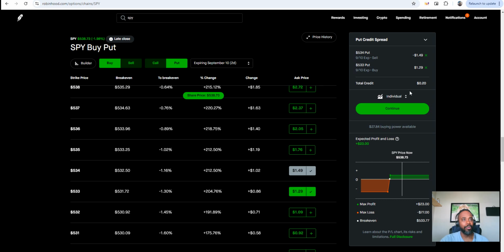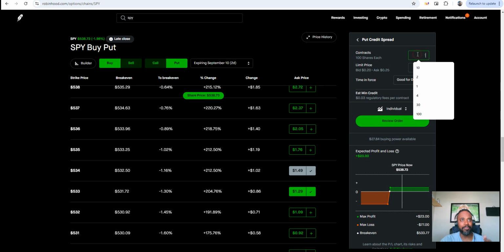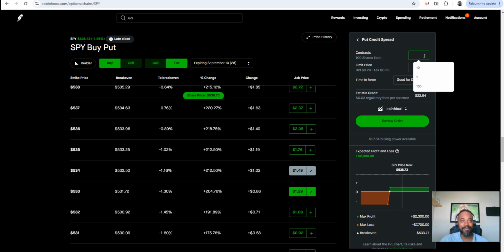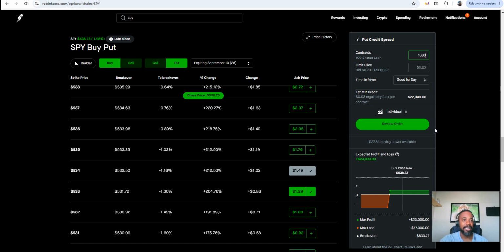Now remember, when you're getting into these different credit spreads and debit spreads, you can do multiple contracts, right? You could do 100, for example, if you got $7,000 of collateral, you could potentially make $2,300. Let's say, you know what? I got 70 grand, right? I could potentially make $22,000 if I were to do a put credit spread. So in a nutshell, there's a variety of ways that you guys can work this.